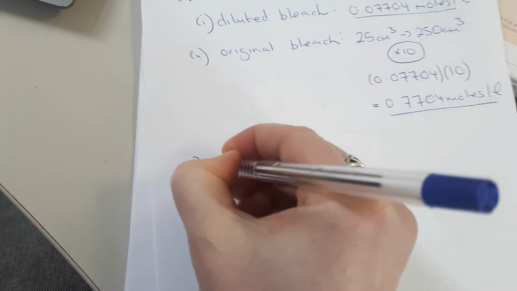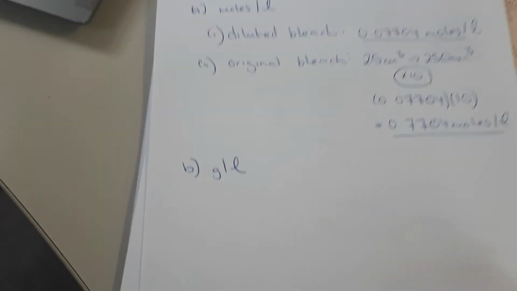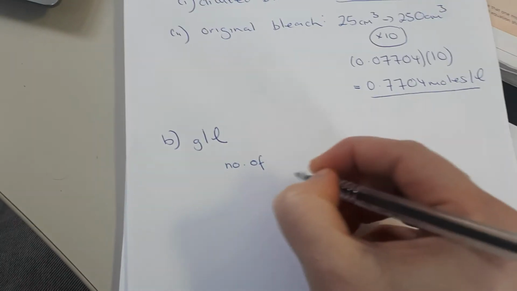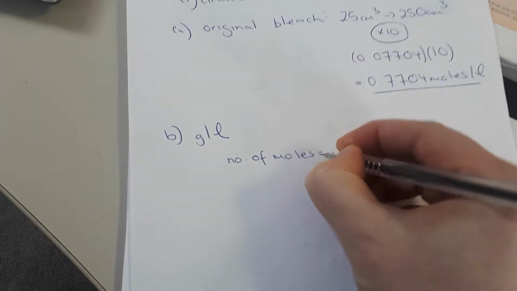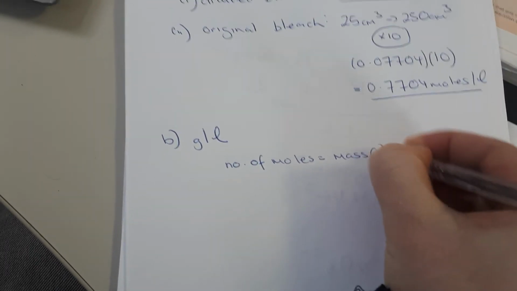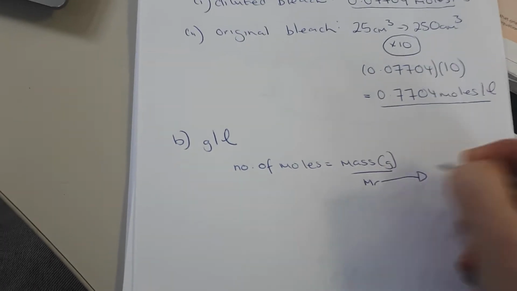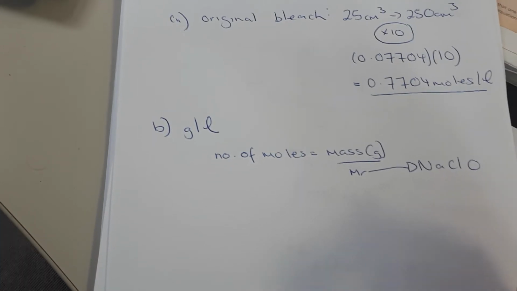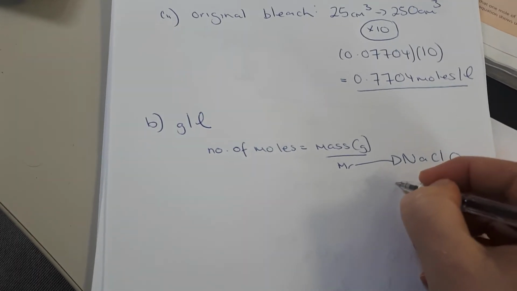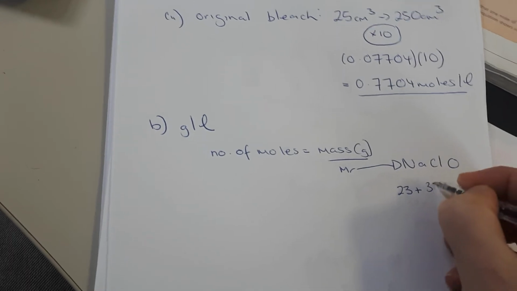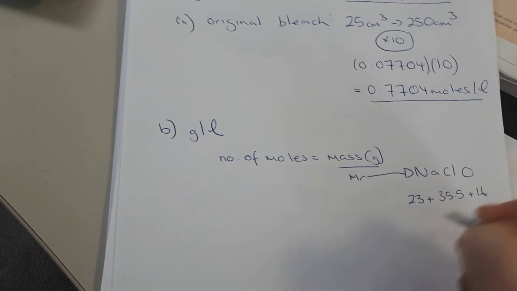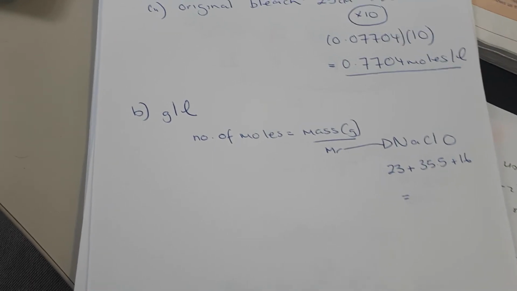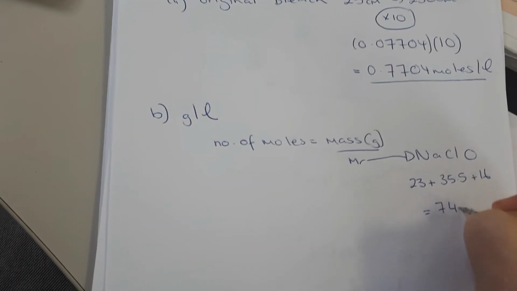The next then we're asked is to find out, again, my diluted bleach in grams per litre. I'm going to use number of moles equals mass in grams divided by my relative molecular mass. And it is my relative molecular mass of NaClO. That would always be given to you in a question, even though it wasn't here. Na is 23, chlorine is 35.5. Don't forget the 0.5. Remember, it's one of the only ones that we don't round up or down, along with copper. And that gives me 74.5.